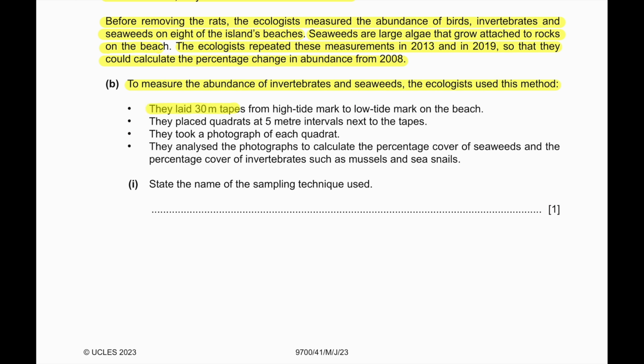They laid 30-meter tapes from high tide mark to low tide mark on the beach. They placed quadrats at 5 meter intervals next to the tapes. They took a photograph of each quadrat. They analyzed the photograph to calculate the percentage cover of seaweed and the percentage cover of invertebrates such as mussels and sea snails.